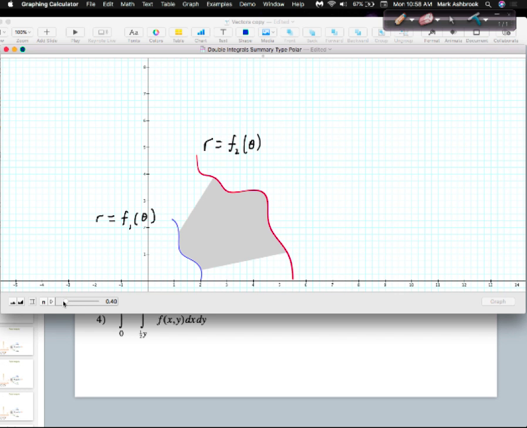Okay, so we're accumulating according to what variable first? R. We think about accumulating r first. So in this case, r is accumulating from what to what? F1 to F2, right? So for some arbitrary theta, we're starting at F1. We're going to accumulate, keeping theta constant, to F2, and then what?